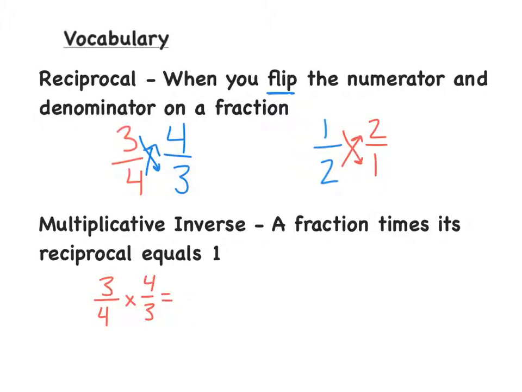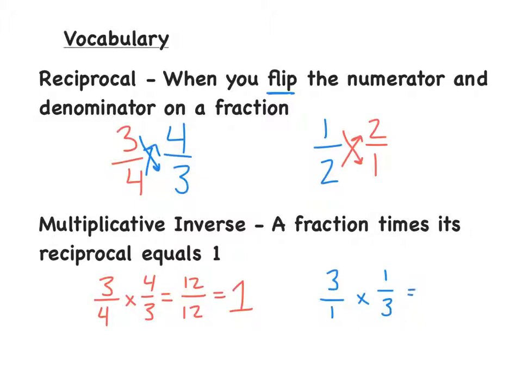Remember, multiply the numerators. We have 12. Multiply the denominators. 12. 12 divided by 12 is equal to 1. So now let's just try the number 3. What is the multiplicative inverse of the number 3? Or basically, what's the reciprocal? Remember, you can write the number 3 as a fraction as 3/1. So what is the reciprocal of 3/1? That's 1/3. All you have to do is flip it over.